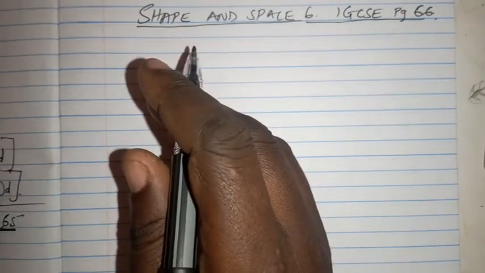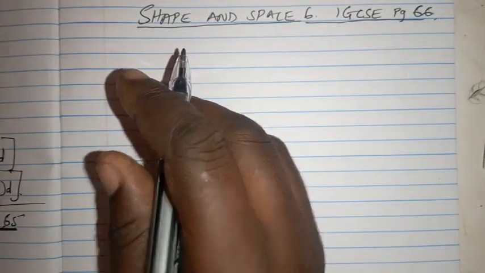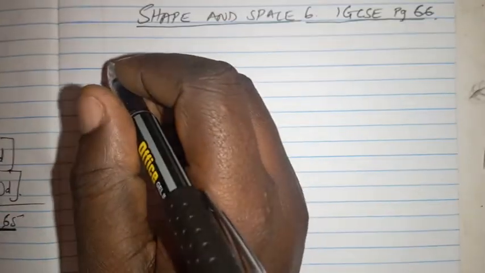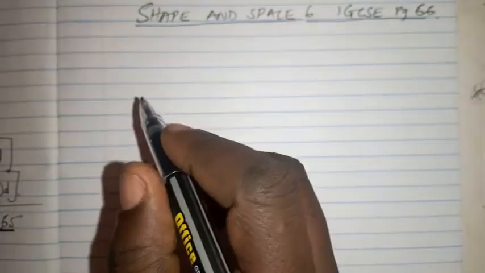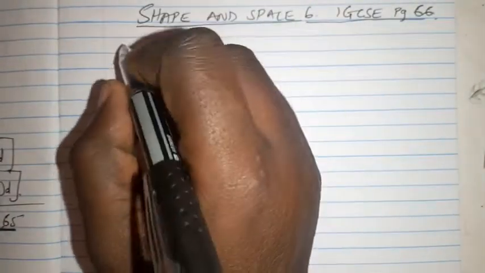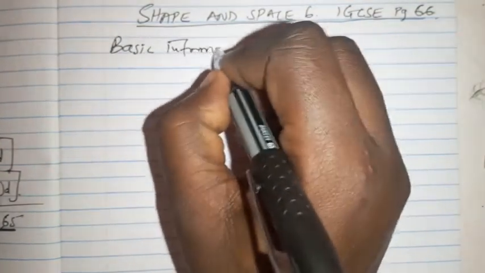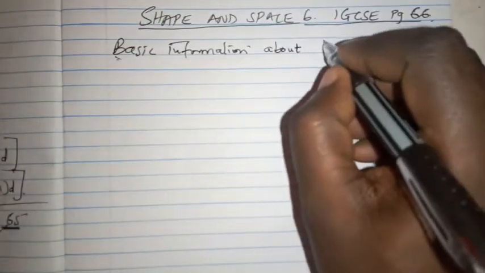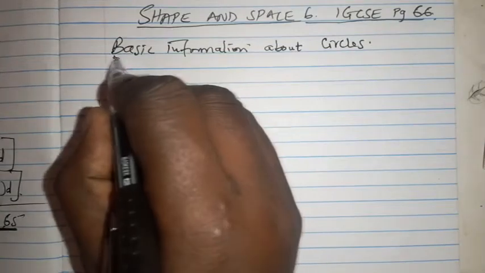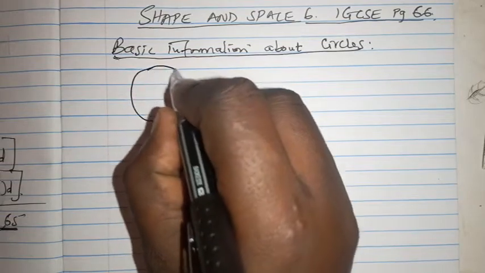And today I want to introduce topic number 4 under Unit 1, IGCSE, and we're going to talk about shape and space. And within this one, we are going to remind ourselves a few things. And we know that in a circle, basic information about circles.